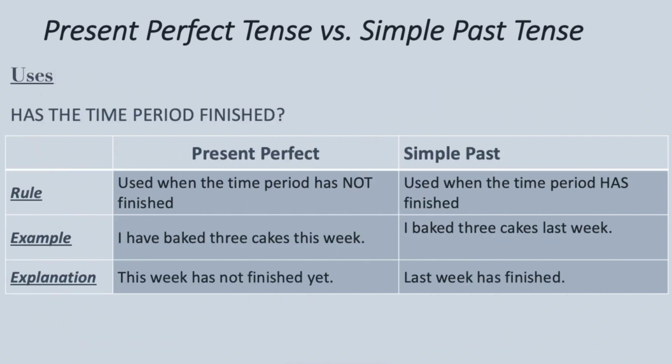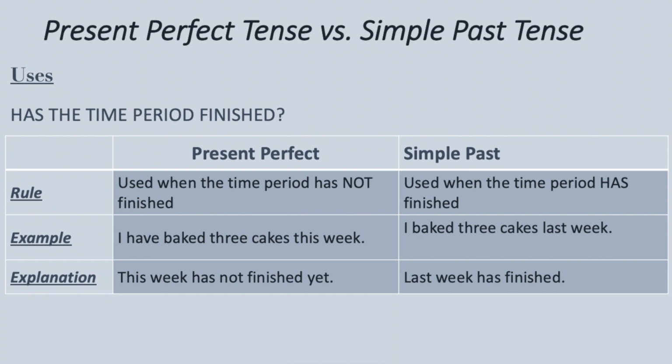There are some questions you can ask yourself that will help you to see the differences between the present perfect and the simple past. The first question is, has the time period finished? The time indicated in the present perfect will not be finished. For example, if I say, I've baked 3 cakes this week. No, I haven't. That's too much. But it means that I've only baked 3 cakes this week, but I might make another one.